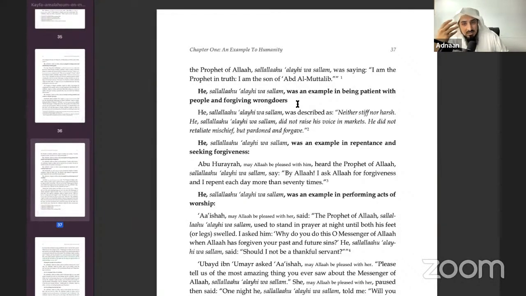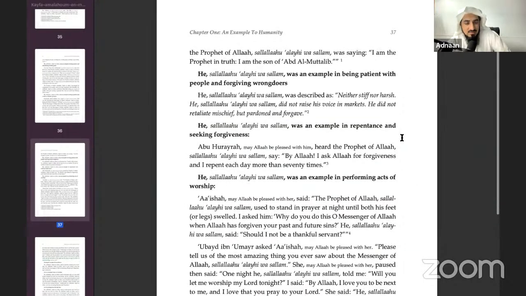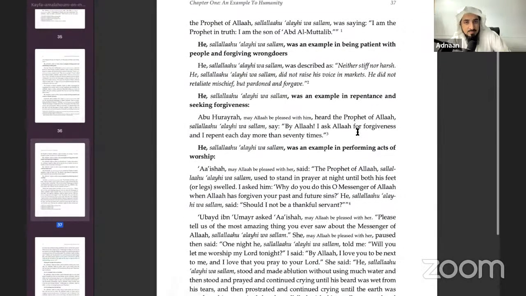When it came to ibadah, when it came to patience, so he's stating them. He says the Prophet sallallahu alayhi wasallam was an example in being patient with people and forgiving wrongdoers. He was described as neither stiff nor harsh. He did not raise his voice in markets. He did not retaliate mischief, but pardoned and forgave. And this is part of a long hadith.